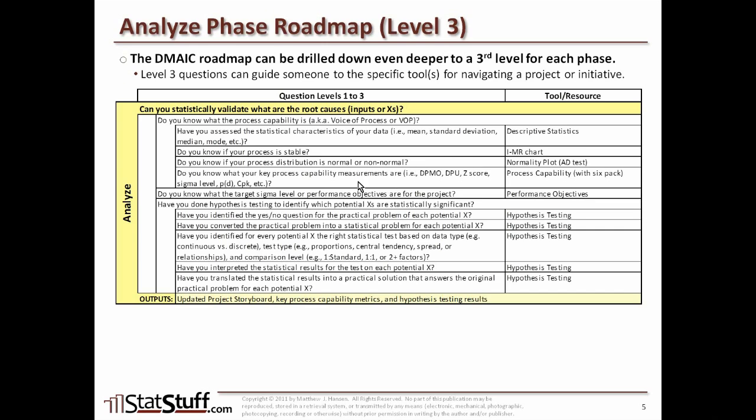And the last third level question you'd ask here is, do you know what your key process capability measurements are? For example, like the DPMO, which is defects per million opportunities, or DPU, which is the defects per unit, or Z-score, or sigma level, or percent effective, or CPK, and that sort of thing. Well, those are all elements that we might find as part of figuring out the process capability. Like in Minitab, it uses process capability with 6-pack. Those are among the key metrics that we might use to figure out the process capability. By answering all these things, then it should help us to answer this level 2 question, and we should know what our true voice of the process is.